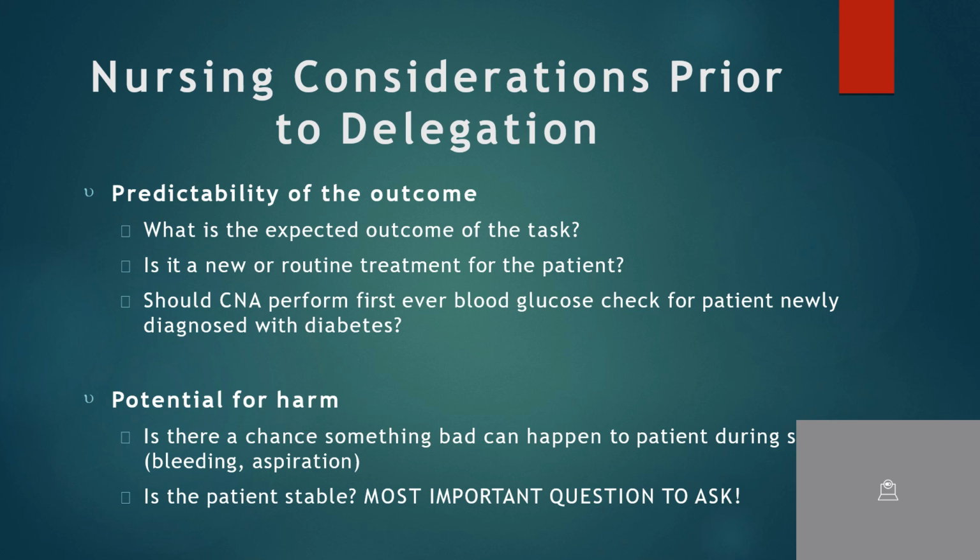The other thing too is prior to delegation, you want to do predictability of the outcome. What is the expected outcome of the task? Okay, is it a new or routine treatment for the patient? Anything new, if you see new, who has to do it? You do, okay? Or if it's something routine, can I delegate it? Yes, right? So you always look for keywords.